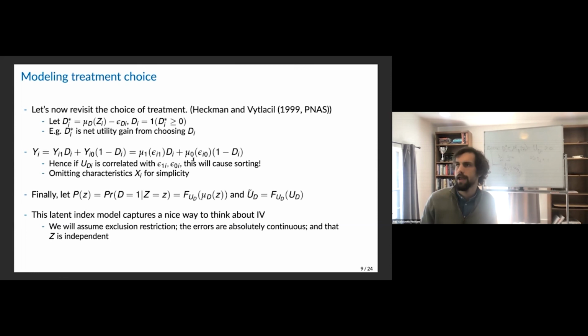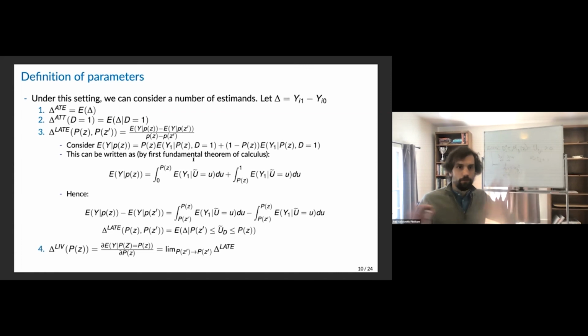There's a lot on this page. Basically now we can consider a number of estimates given the setting that we just did. First, let's call this capital delta. This capital delta is basically the treatment effect, the individual-level treatment effect. And so of course, what we can talk about is the average treatment effect for everyone. So this is the ATE, which is what we'd like to estimate.